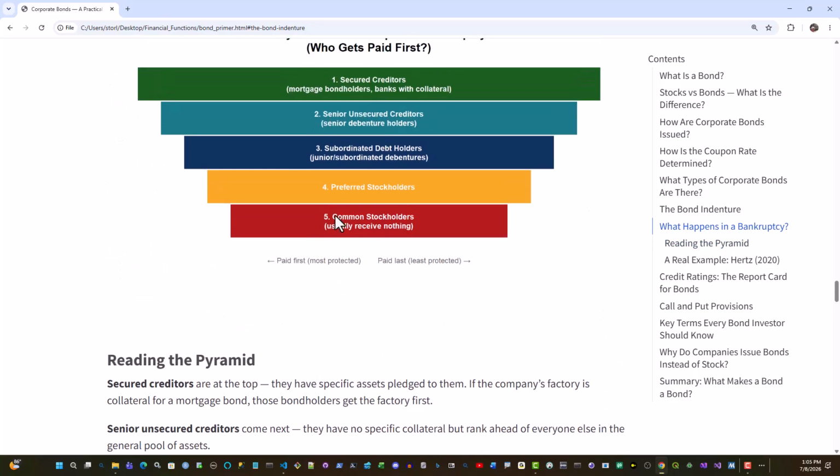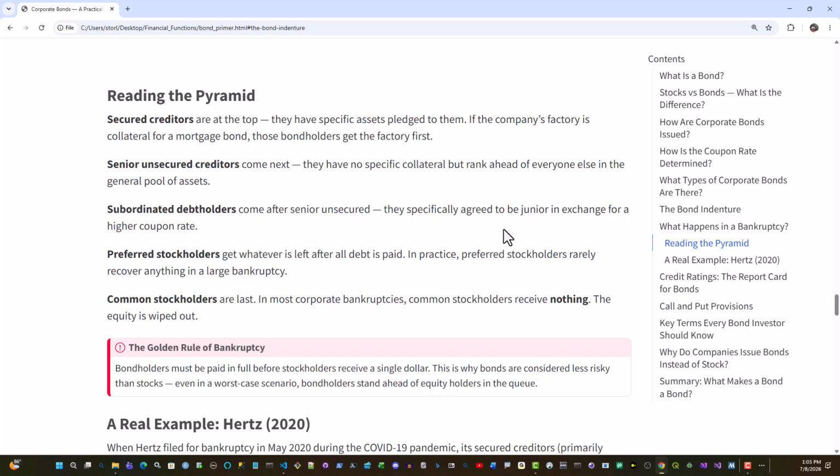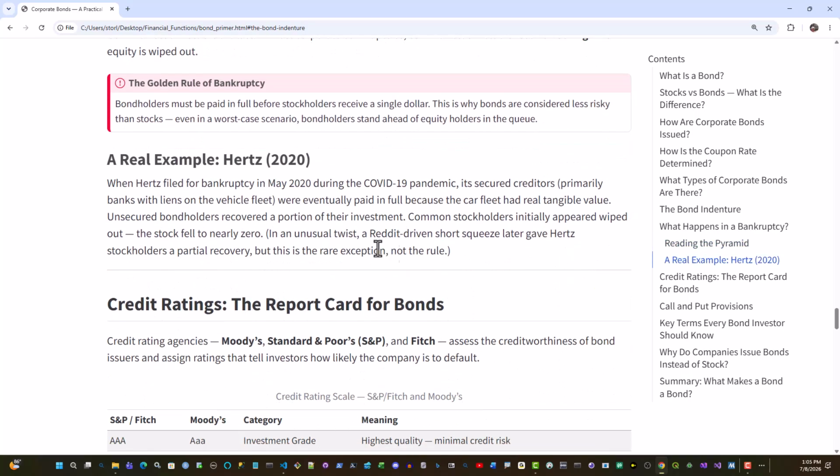I'm not going to spend a lot of time. I'll make these documents available on my GitHub repository for these videos. Okay, now, what is the golden rule of bankruptcy?